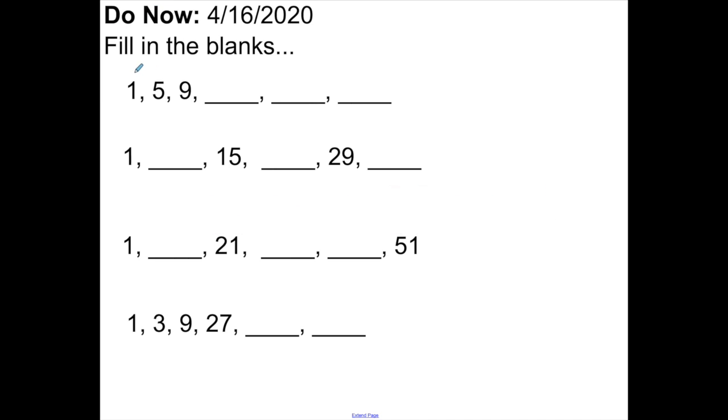All right, so here's what we're going to do. We take a look at this sequence. We can see that we're going up by 4, up by 4. So if we continue to go up by 4, this will be 13. This will be 17. This will be 21. Okay? And this is what we call an arithmetic sequence.